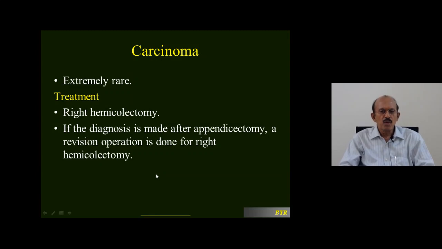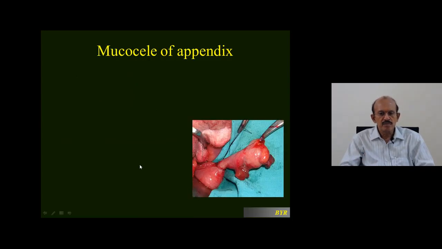Sometimes you do appendectomy for acute appendicitis. You send the specimen for histopathology. So the pathologist opens the appendix and finds a small tumor causing obstruction in the lumen. And when he studies it, it proves to be a carcinoma. So the report comes as carcinoma of the appendix with acute appendicitis. Then what you must do, you must reopen the abdomen and do right hemicolectomy.